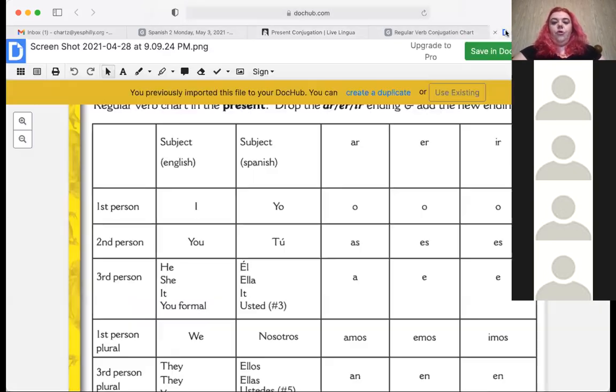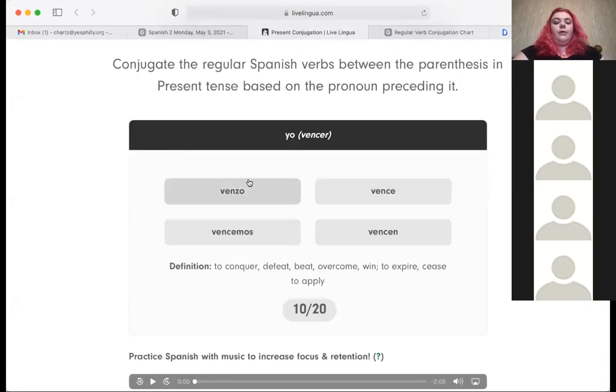Well, let's go to our chart here. And we have an ER verb, right? Vencer. And it's yo, that's the subject, I. So our ending is going to be O, right? So it's going to be venzo. Okay.